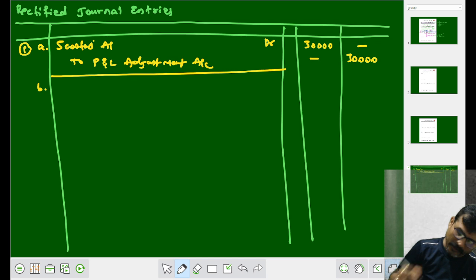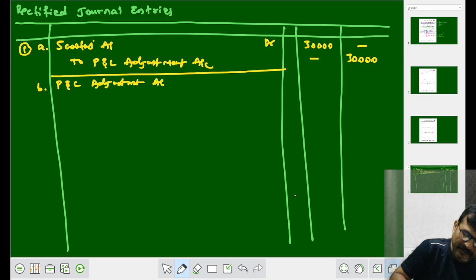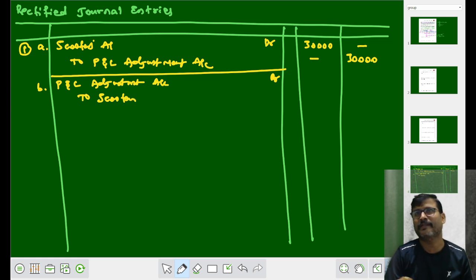Now let me move on to the B point of the first entry, that is profit and loss adjustment account debit to scooters account.